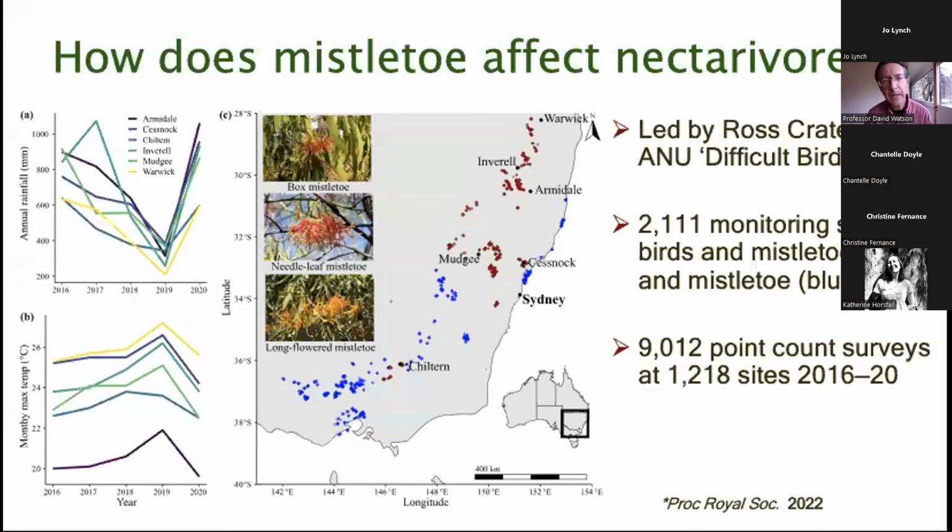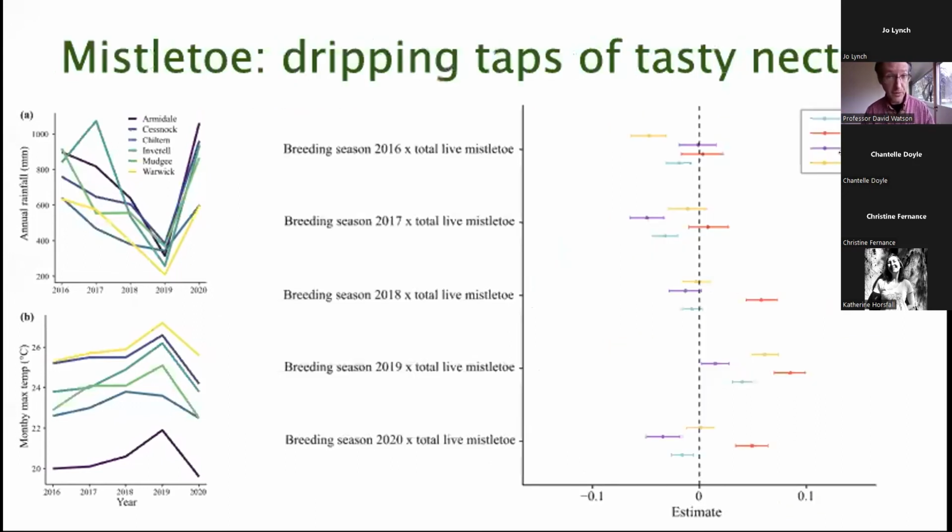Just quickly, where are we going with this? While this work's been going on, a lot of other studies have been conducted on mistletoes. This one was led by Ross Crates as part of broader regional honeyeater recovery work, looking across 2,000 sites right across New South Wales and Victoria at what nectar is available and what nectar feeding birds are feeding on. And we found that mistletoe was a really important source of nectar for many of these species.